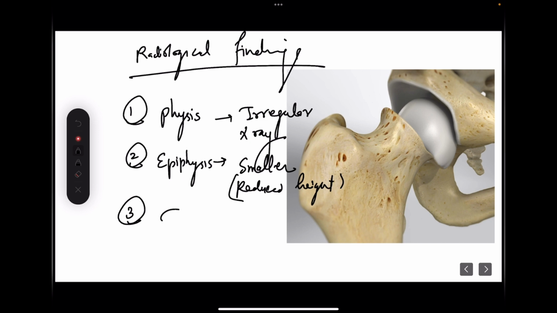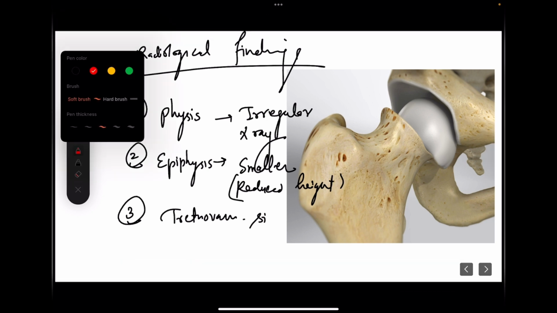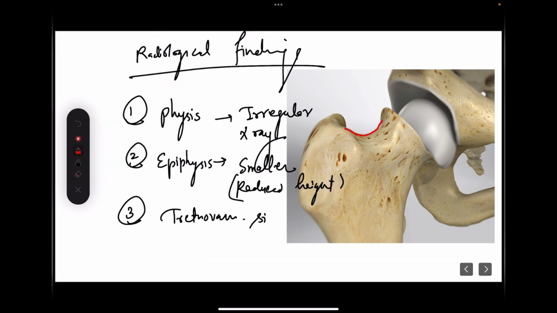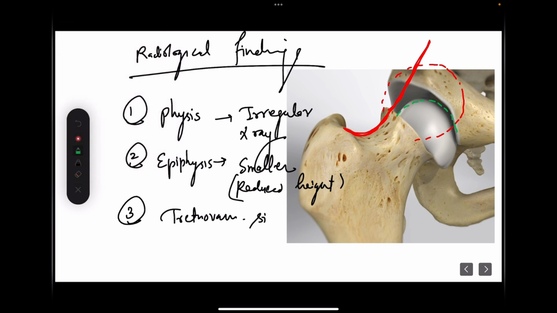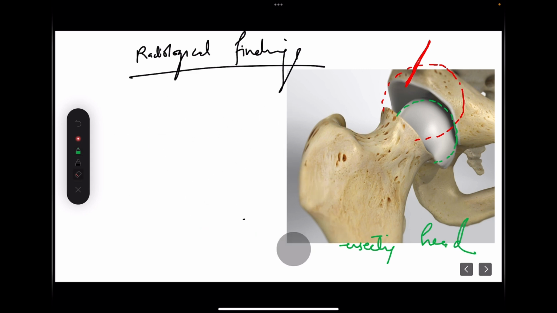Apart from that, we have Trethowan sign. So what is Trethowan sign? Whenever we draw a smooth line along the superior margin of the neck, this generally intersects the head like this. This line normally intersects the head whenever there is no slip. But after the slip, as you can very well see in this picture, the head is lying over this region, and the line along the superior border of the neck is no longer intersecting the head. And this is what we call Trethowan sign. So I hope all these findings are clearer to you.